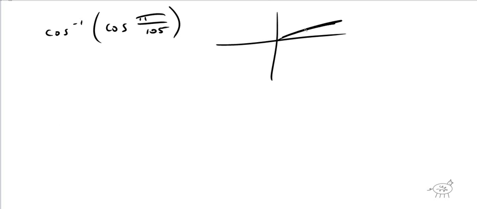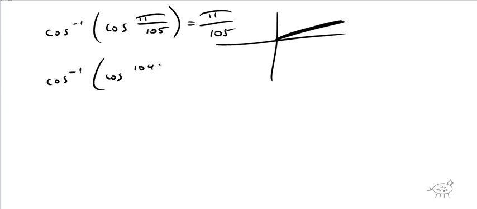Isn't pi over 105 almost at 0? So the answer is pi over 105. It's all in range. How about this one? Inverse cosine of the cosine of 104 pi over 105. Is that in range? Sure is. It's right about here, almost at pi. So it is 104 pi over 105.